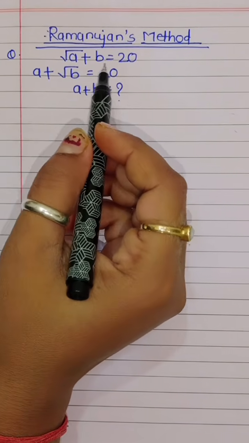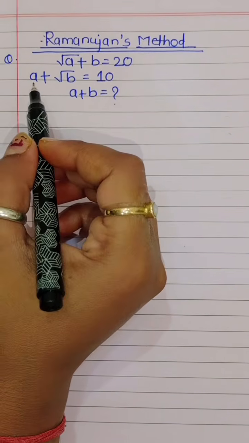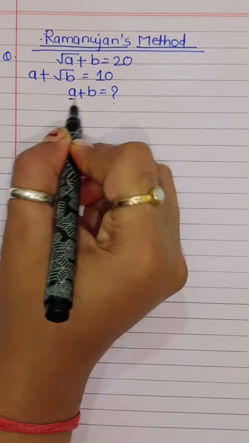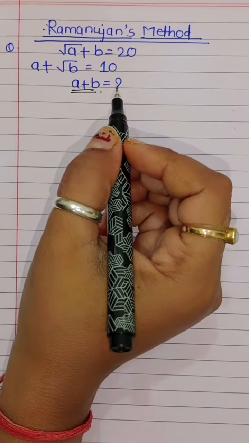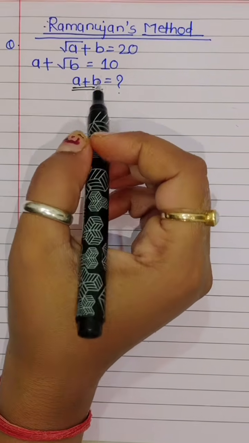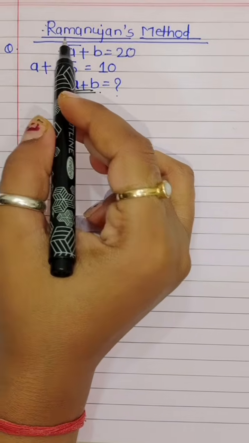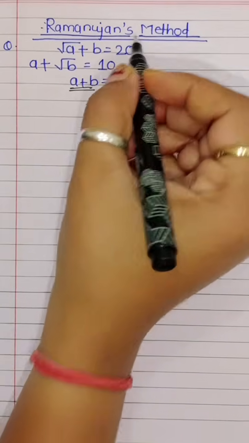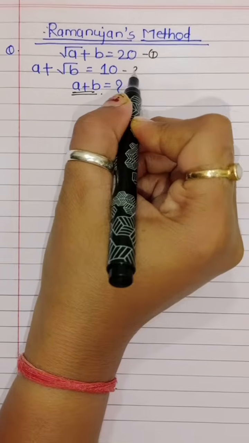Question: square root of a plus b is equal to 20, and a plus square root of b is equal to 10. Then we have to find out the value of a plus b. This question is given. For this question we can use Ramanujan's method. So first, this is equation 1 and this is equation 2.